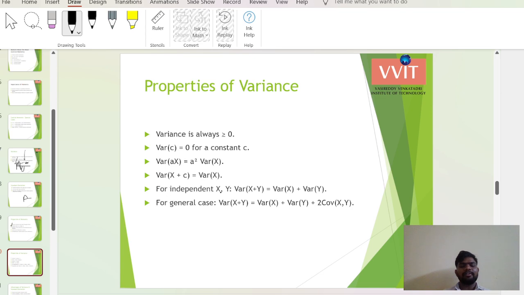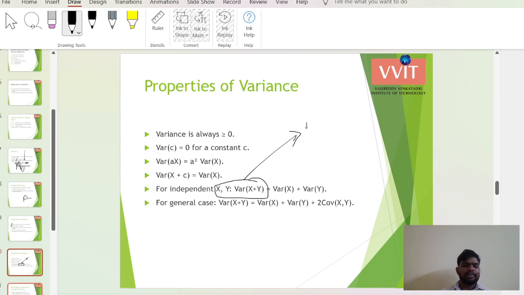For independent variables, where x and y are independent, variance of x plus y is equal to variance of x plus variance of y. This is also called the additive property. For the general case, variance of x plus y is equal to variance of x plus variance of y plus 2 times the covariance of x and y.